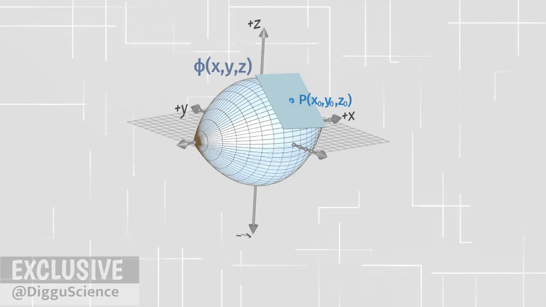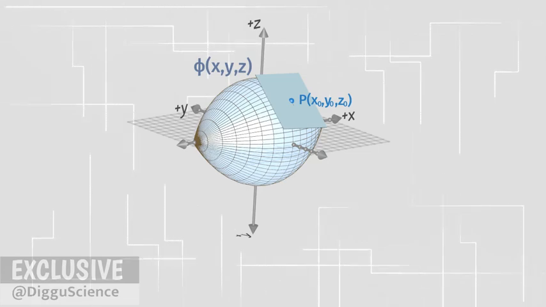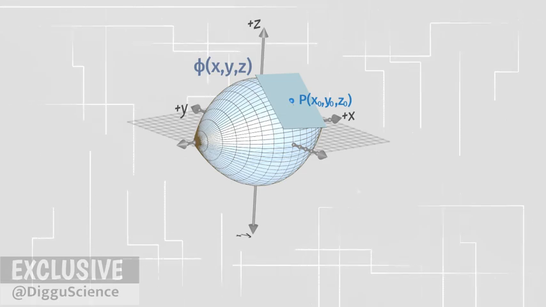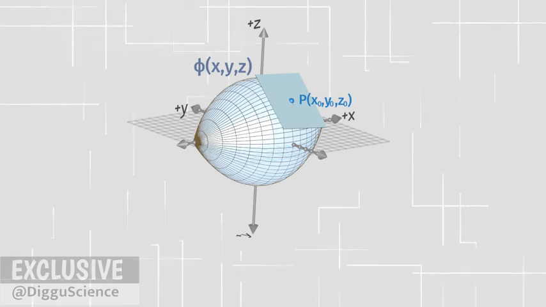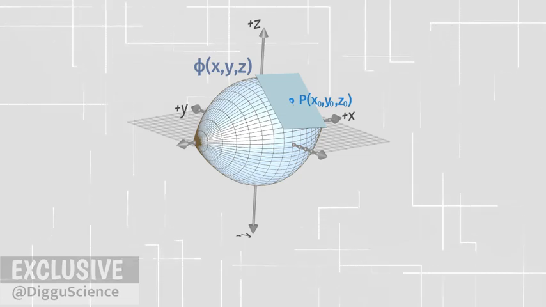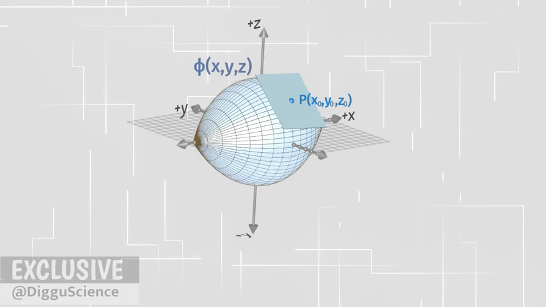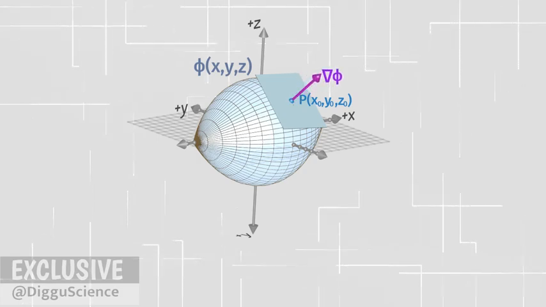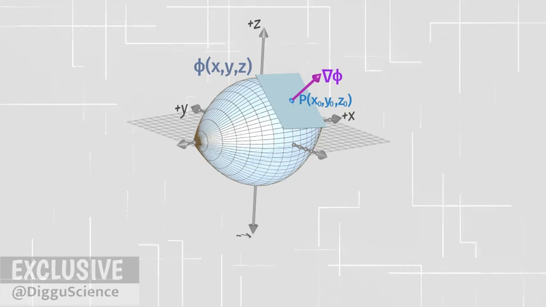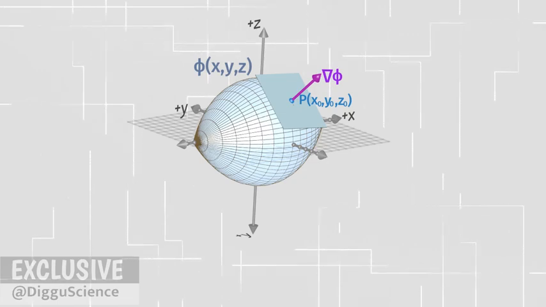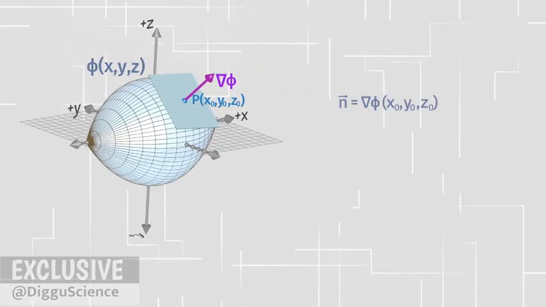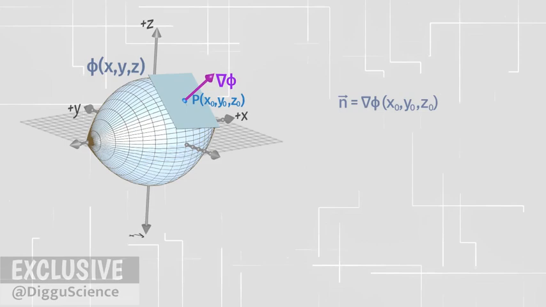Phi as a function of x, y, and z is the equation of the surface if the gradient is viewed in 3 dimensions. Different from f as a function of x and y, where the gradient is viewed in 2 dimensions. When viewed in 3D, grad phi is a vector normal to the plane surface that passes through point P. Thus, the normal vector to the plane surface is vector n equal to grad phi at the point x0, y0, z0.